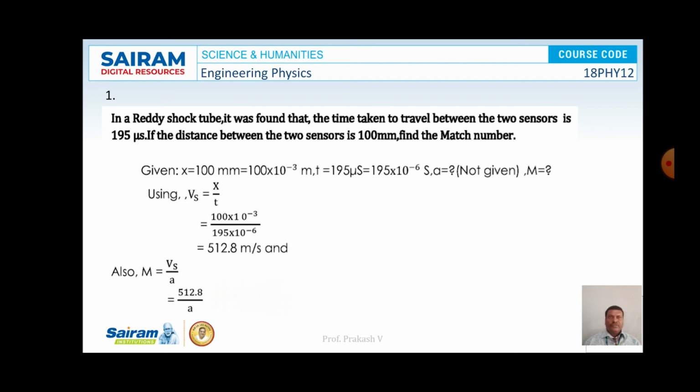First we have to calculate the speed of the shock wave, Vs = x/t, that is 100 × 10^-3 divided by 195 × 10^-6. So the speed of the shock wave is 512.8 meter per second, and we know that Mach number is equal to the speed of the shock wave divided by the speed of sound in the same medium, that is 512.8 divided by a. The value of a is not given, so keep it as it is.